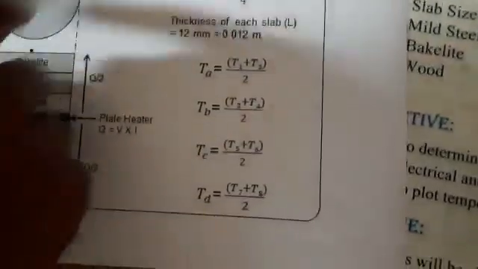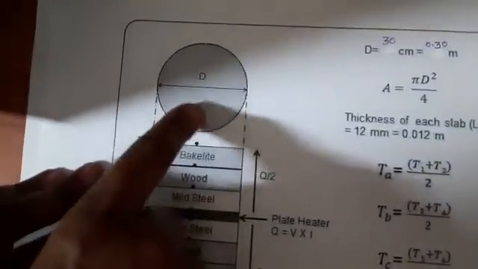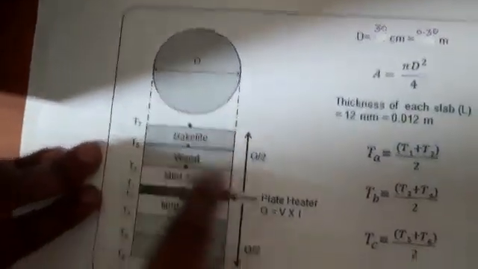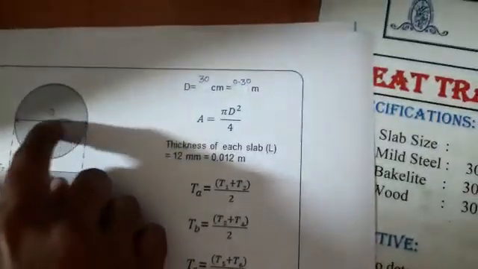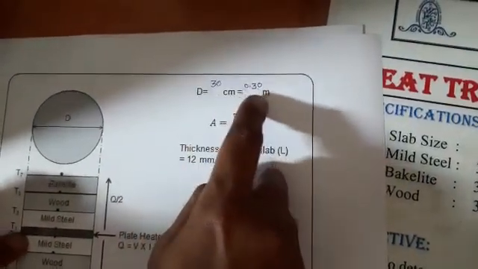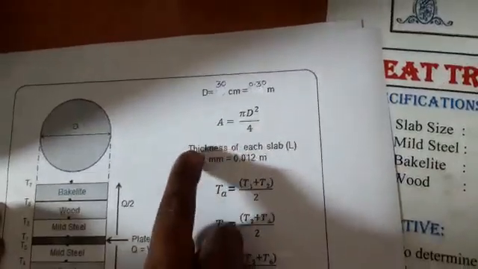And we are also given the dimensions. The diameter, since this is circular in cross section. This is the top view, which you can see here, and this is the front view. The diameter of these plates is 30 centimeter, which is 0.30 meter. So, you can calculate the cross section area through which the heat flow occurs.